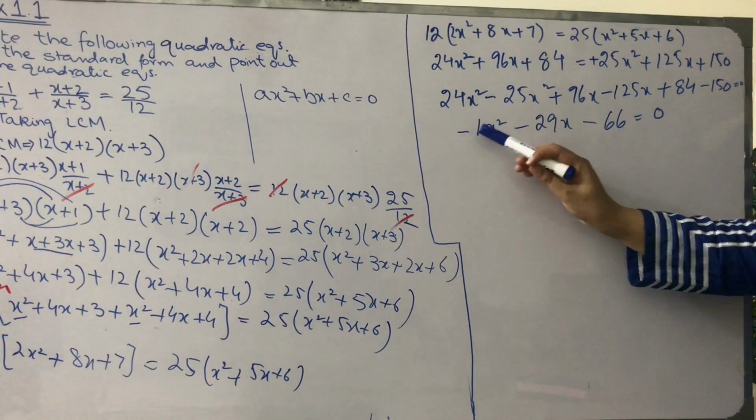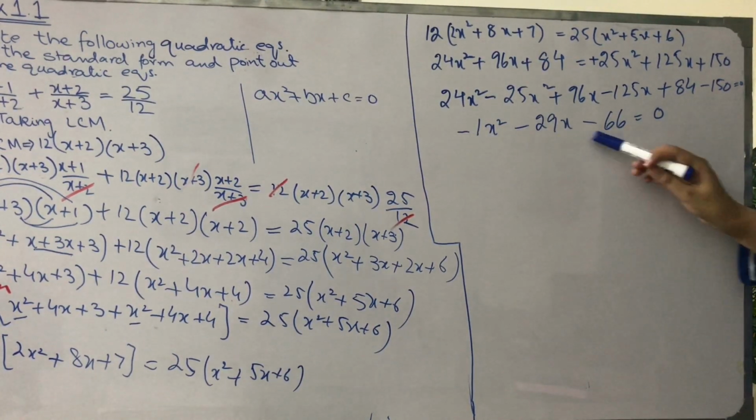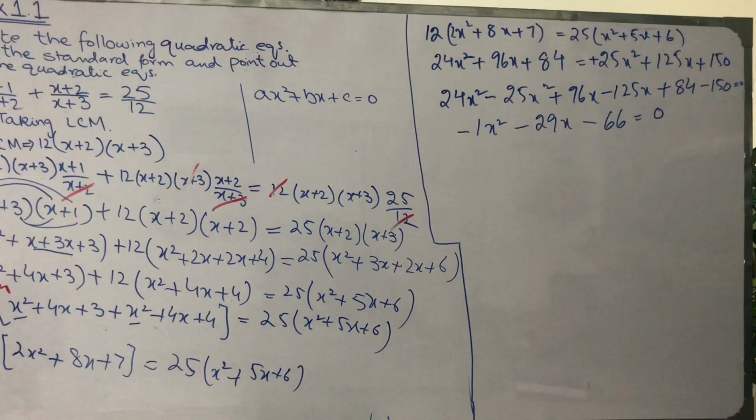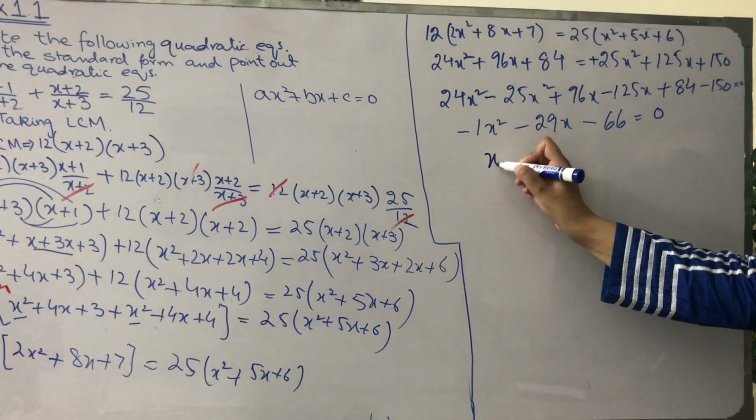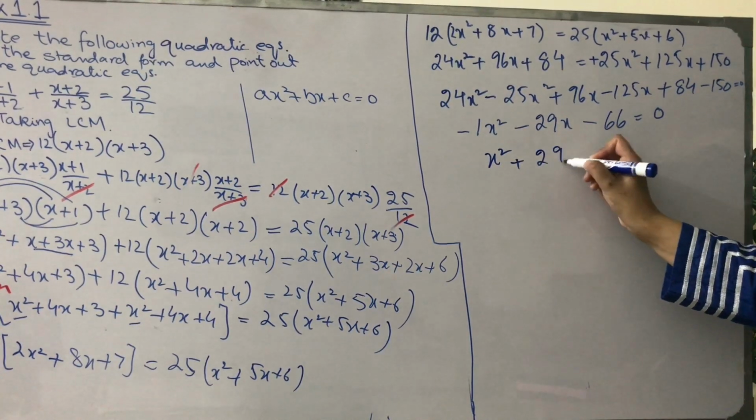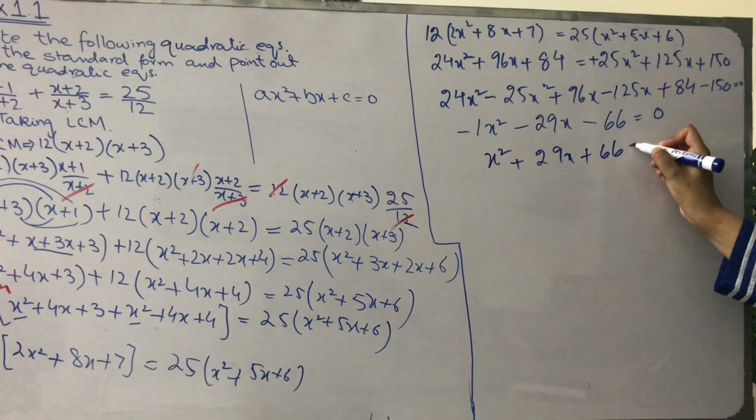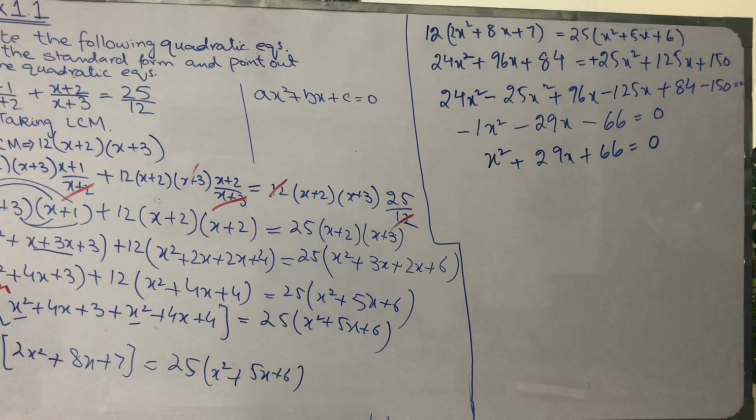Now you can see that I have negative sign throughout. So what I can do is I can take minus as a common. So I'm going to left with x² + 29x + 66 = 0. Now see, what was my question?